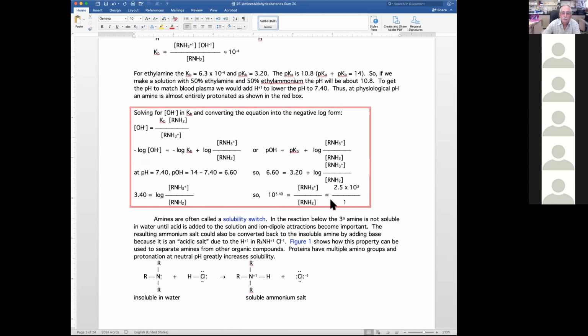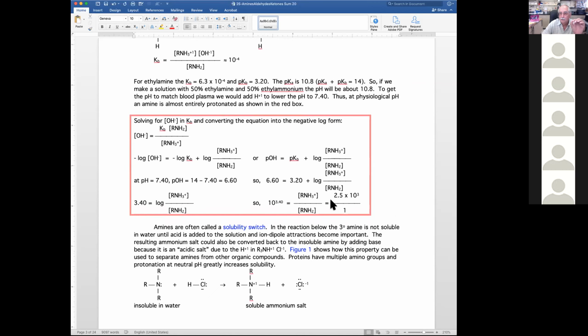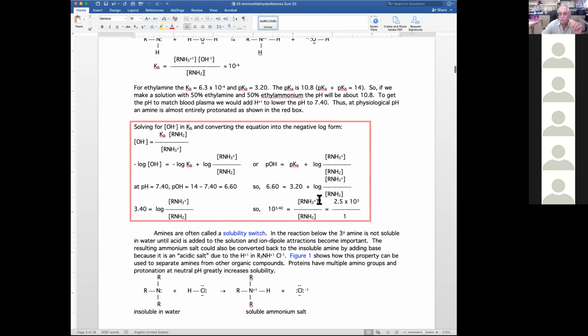That means if you take an amine and you put it in water, it makes it basic. But when that amine's pH is adjusted to physiological pH, it's almost entirely in the protonated form. And that's important to know, I mean, if you care about biology at all.